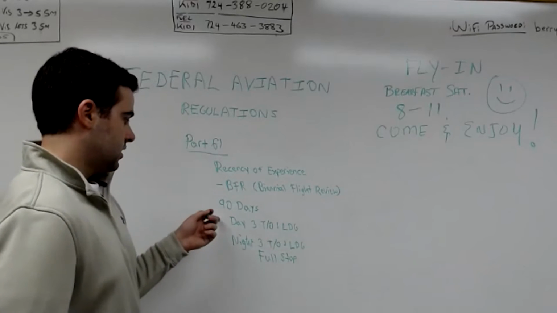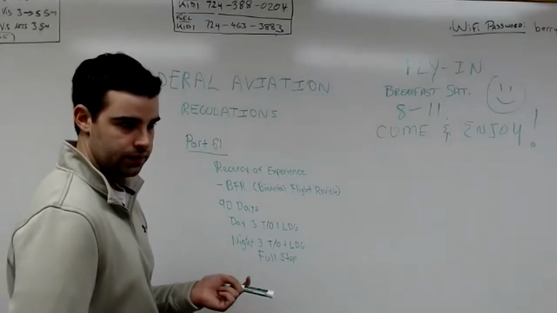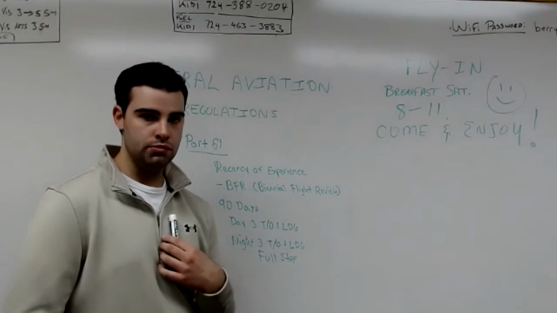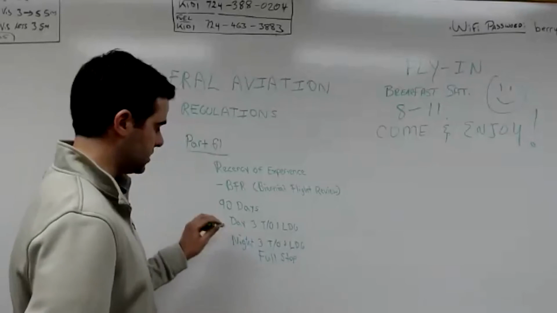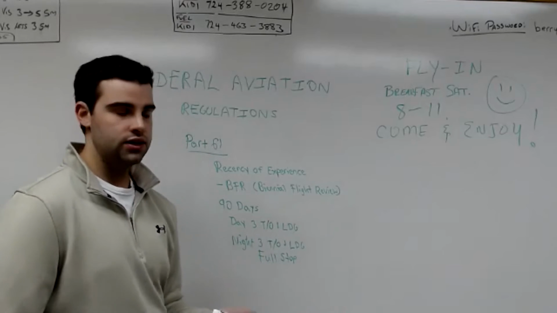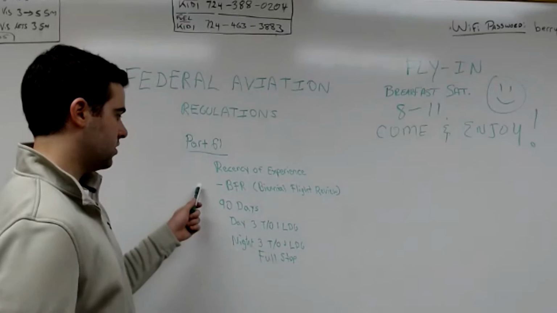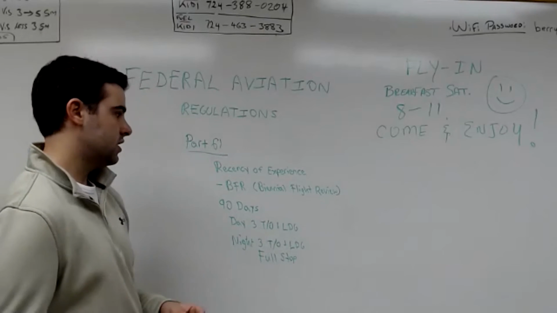Now, this currency is category and class of airplane. So for example, flying a multi-engine airplane, you could be multi-engine current, but not current in a single engine, if that makes sense. So every 90 days, you have to go up in a single engine and do your 3 takeoffs and landings, or go up in a multi-engine and do your 3 takeoffs and landings. It just doesn't cover the whole thing. The BFR though, that covers your certificate. So that covers every type of airplane that you can fly.